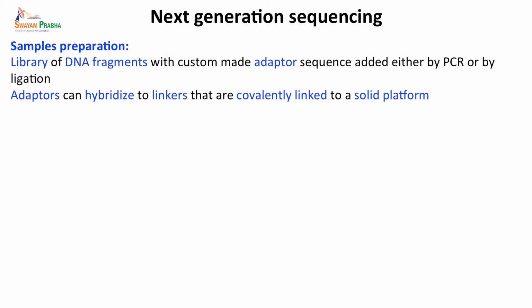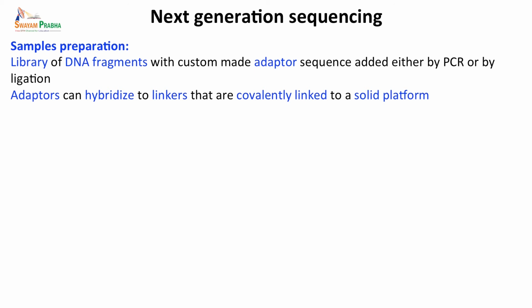Now, there are many different platforms that are available for next generation sequencing, and at the heart of all of them, the sample preparation method is more or less the same. All of these methods utilize a whole library of DNA fragments. So for example, you are sequencing a genome. The genome can be fragmented into random fragments, and you use a library of all the fragments that you have generated from a genome. On these fragments, one can add custom-made adapter sequences, and these adapter sequences can be added to these DNA fragments either by PCR or by ligation reactions.